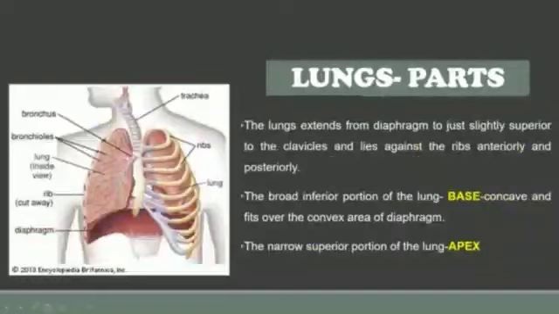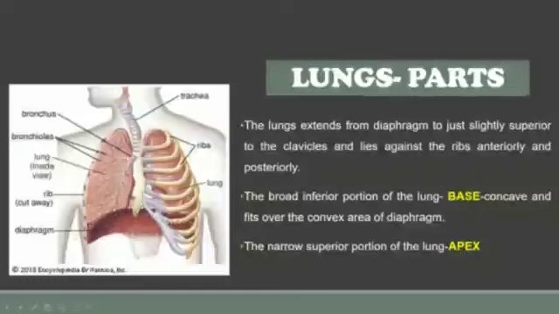Now, we will see the exact location of the lungs. The lungs extend from the diaphragm. As we know, when you learn about the respiratory muscles, the diaphragm is the major respiratory muscle. Along with the diaphragm, there are intercostal muscles. This is the diaphragm, a dome-shaped structure.